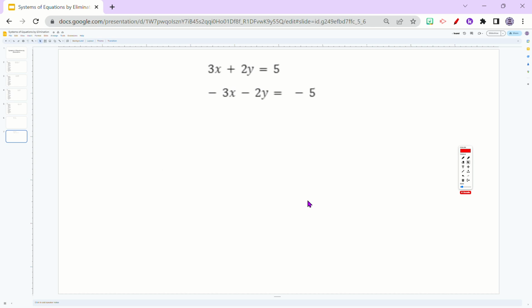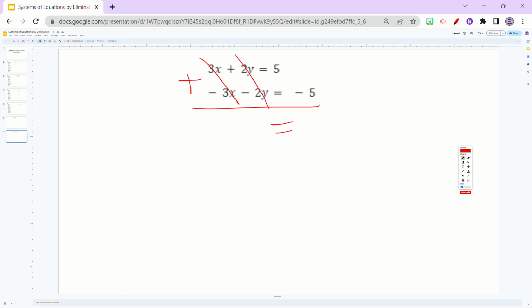Okay, and then the last example here, we have 3x plus 2y equals 5, and we have negative 3x minus 2y is equal to negative 5. So we're going to check to see, do we have opposite leading coefficients? Yes, we do. Positive 3 and negative 3, those are opposites. All right, so we can go ahead and start solving by adding. So 3x plus negative 3x is 0. Those cancel out. 2y plus negative 2y, again, is 0.